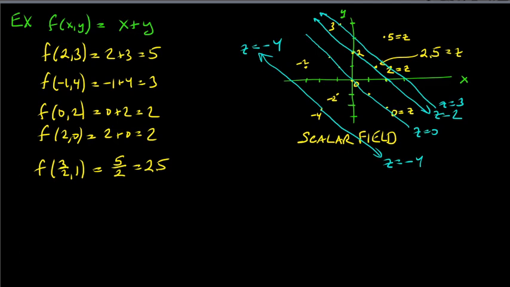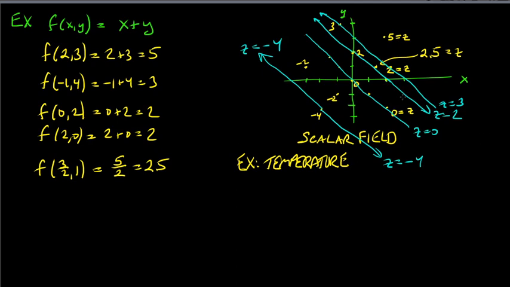Okay, and if this represented something like temperature, we'll talk about that in a second. Temperature is a good example of a scalar field. You can imagine if you're standing at this point, it's 2 degrees. If you're standing at this point, it's 5 degrees, and so on, right? So the temperature varies with location.